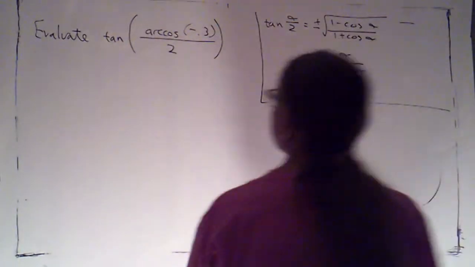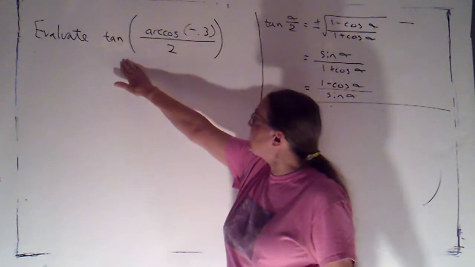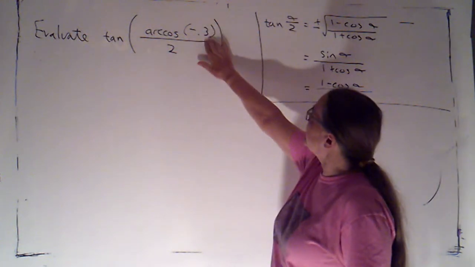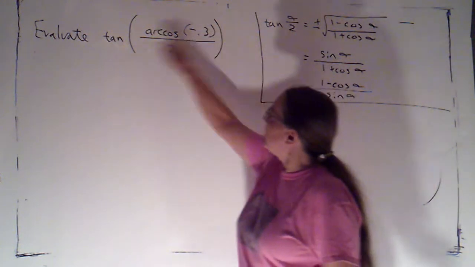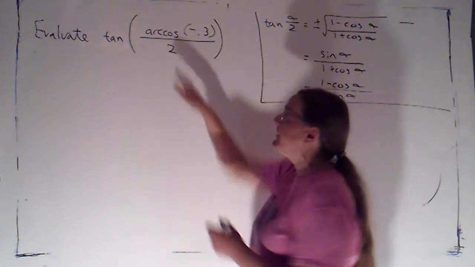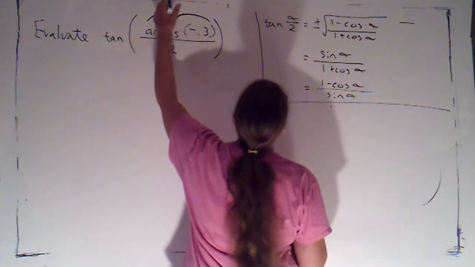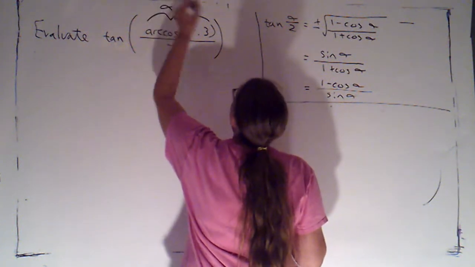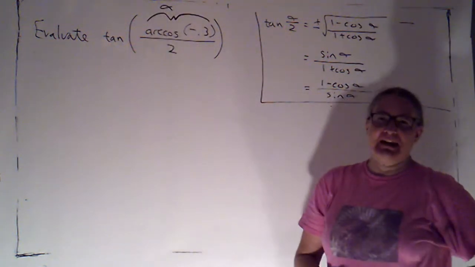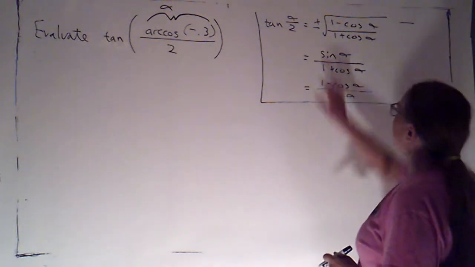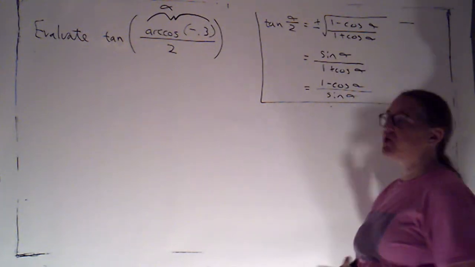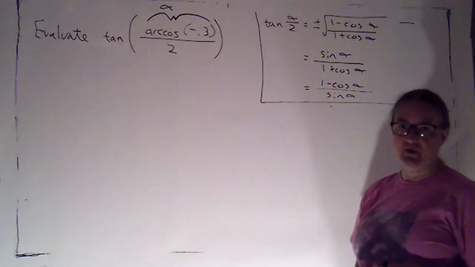I've got a problem up here. I want us to evaluate tangent of arc cosine of negative 0.3, all divided by 2. So half of this angle, arc cosine, which I'm just going to call alpha. I prefer to call my angles theta, but I'm going to call it alpha just because that was what your book chose to use in giving the half angle formulas.